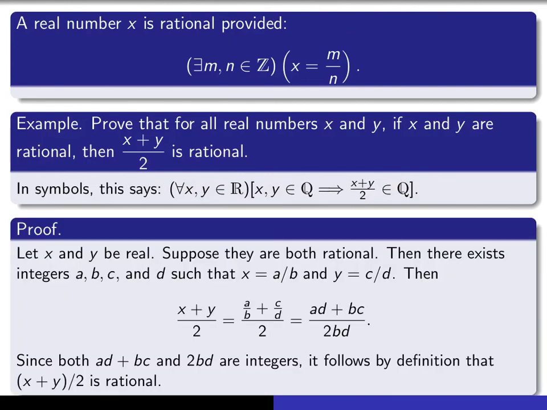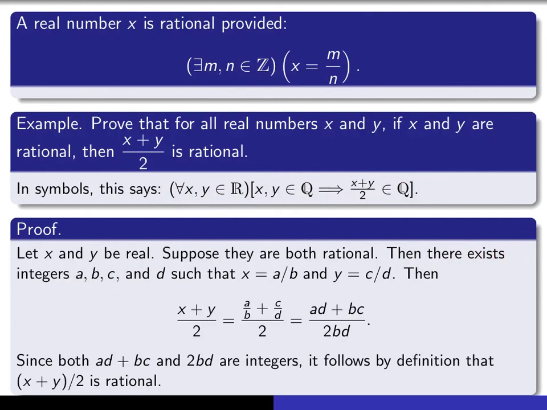So here's my proof. As usual, we start with let x and y be real numbers. Suppose x and y are rational. So now I'm going to use the working definition here of rational. Then there exist integers a, b, c, and d such that x is equal to a over b and y is equal to c over d. Sorry, I should have put exist instead of exists because it's plural.